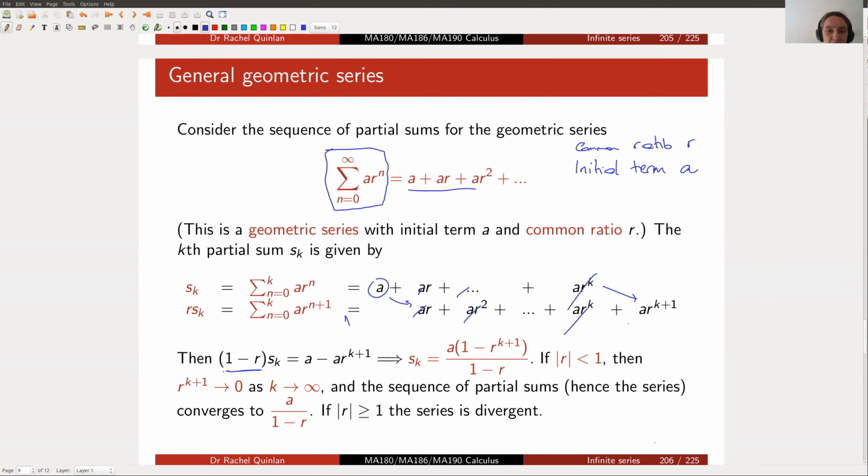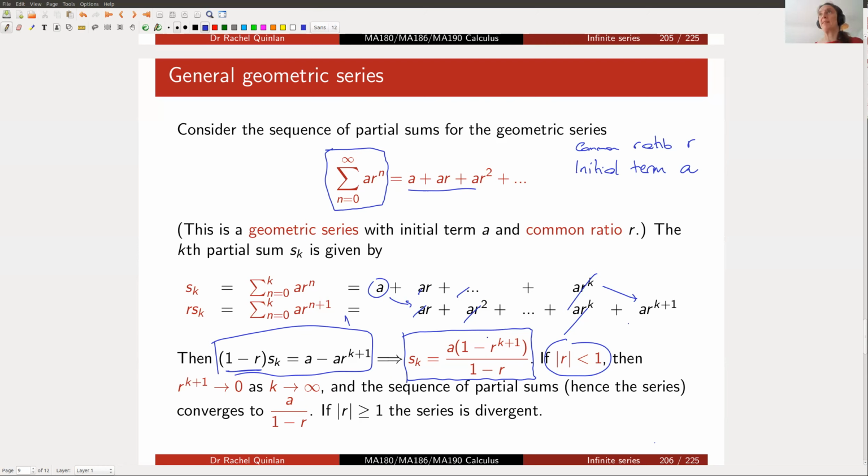So we're assuming here that R is not 1. If it isn't, then we can translate this statement into a formula that tells us how the term SK of the sequence of partial sums depends on K. It's just A, the initial term, times 1 minus R to the K plus 1, over 1 minus R. And if R is less than 1 in absolute value, then this R to the K plus 1 is going to 0 as K increases.